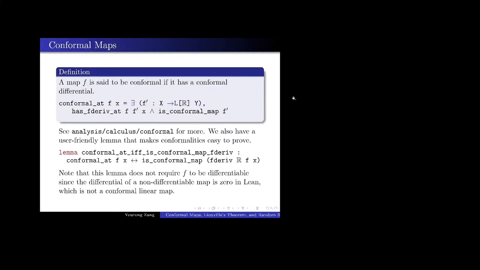A map is said to be conformal if it has a conformal differential. There is a statement of the definition. I've made a user-friendly lemma that makes conformality easy to prove, which is honestly a very nice lemma, especially for the cases of two-dimensional conformal maps. We say that a map is conformal at a point if its differential at that point is conformal. This lemma does not require alpha to be differentiable because in Lean the differential of a non-differentiable map is zero, therefore it cannot be a conformal linear map, because conformal linear maps are injective.